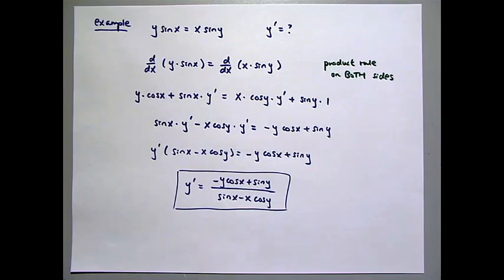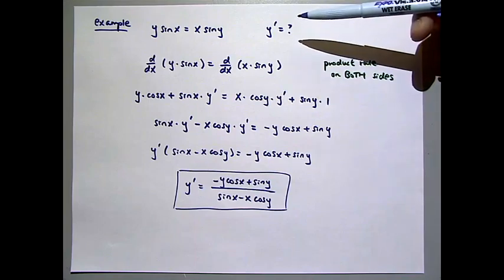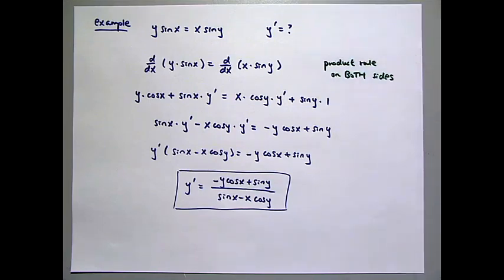You could put it on the right if you want. The goal is to find out what it is equal to. So bring everything to one side and somehow isolate it. Other questions?